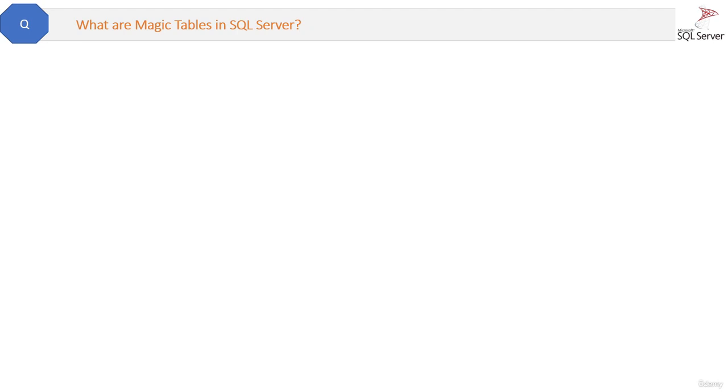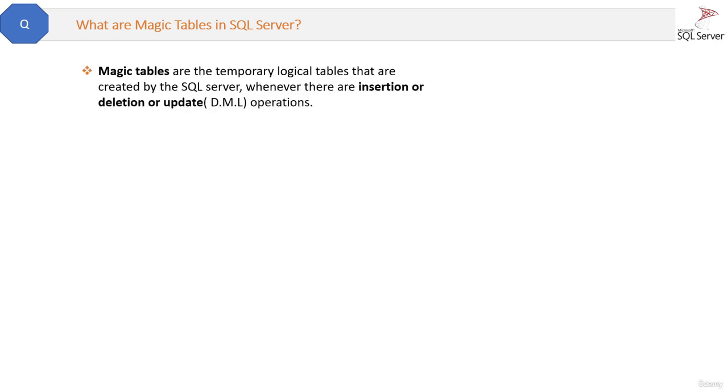What are magic tables in SQL Server? The name is magic tables because we do not have to code anything for them. They happen magically in the background. Okay, so see the definition first. Magic tables are temporary logical tables that are created by SQL Server whenever there are insertion, deletion or update operations. For example, whenever an insert query runs, then in the background SQL Server creates one magic table and that is called inserted. So that we will discuss.